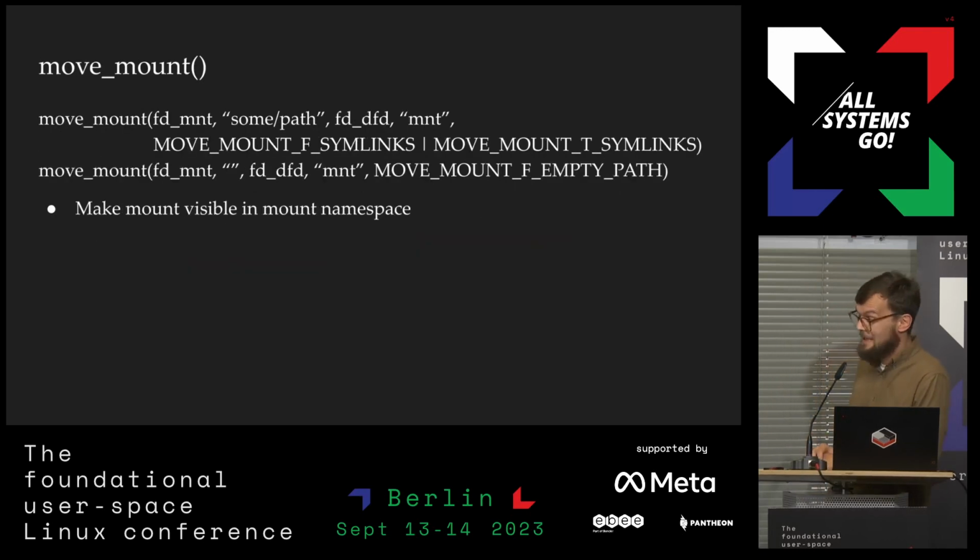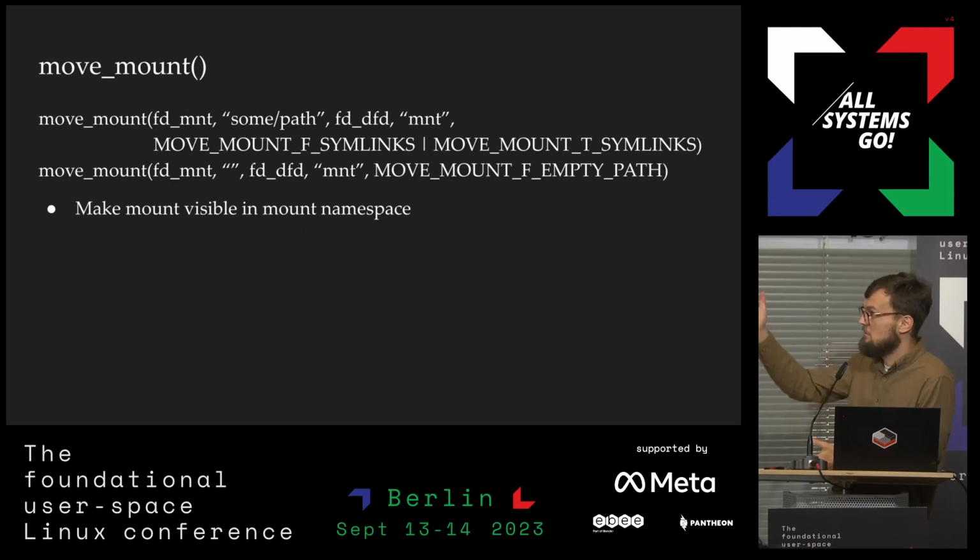And last but not least, obviously, the step that is missing: we have a private reference to a mount, we have an anonymous mount, but it's not visible in the file system hierarchy. For most use cases, you obviously want to have this mount that you just created, or the file system mount, to be visible in some mount namespace in the file system hierarchy so that other users can access it. And this is where the move_mount system call comes into play.